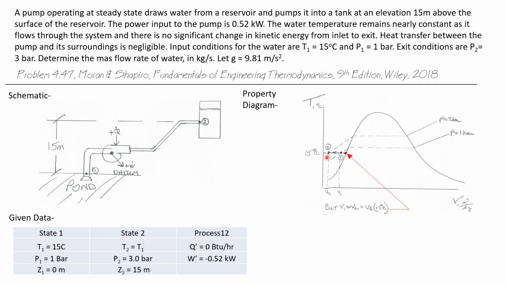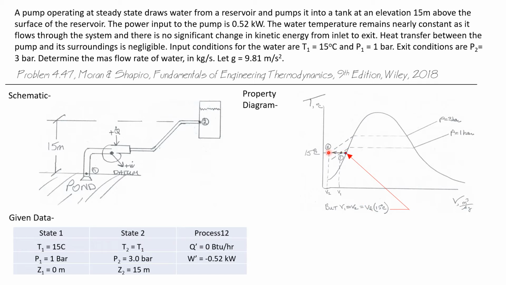And both state 1 and state 2 are at 15 degrees C. So I've plotted state 1 at 15 degrees C on the 1 bar line, and I've plotted state 2 on our 3 bar line. And it would seem like they have two different specific volumes. But we know that's not true. They're at the same temperature and they're subcooled liquids. So v1 is going to be equal to v2, which is going to be the specific volume of a saturated liquid at the same temperature, which is 15 degrees C.